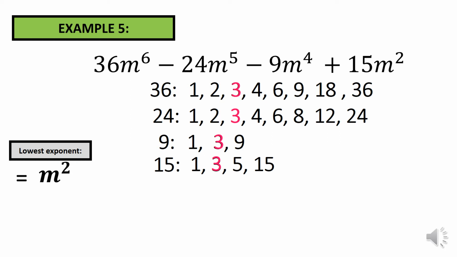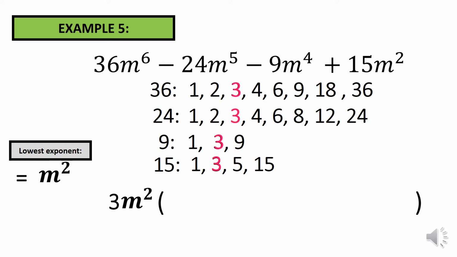So we're going to combine now the common factor of our numerical coefficients and literal coefficients, which is 3 and m raised to 2. We're going to write it like this. So you have now the common monomial factor as 3m squared. We're going to divide now each term.